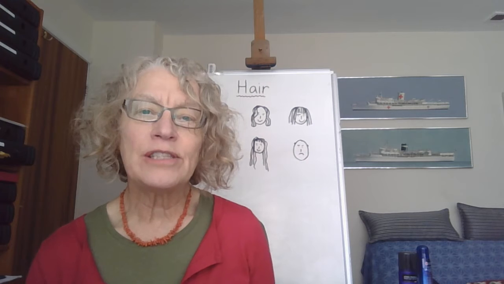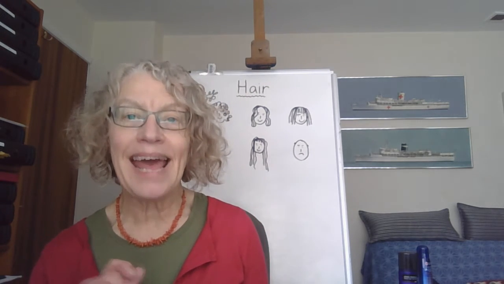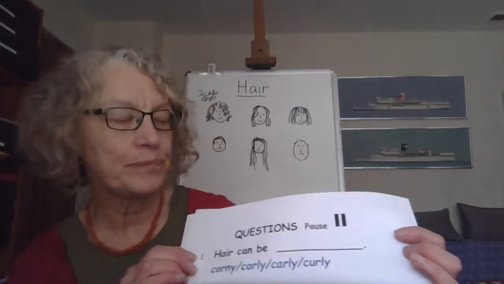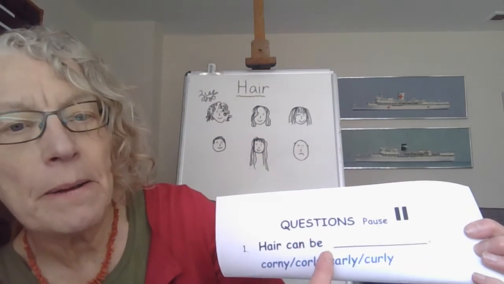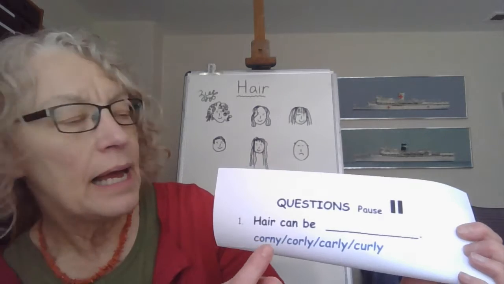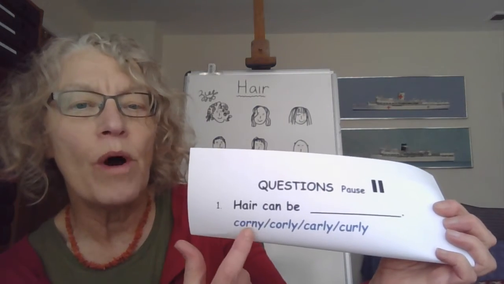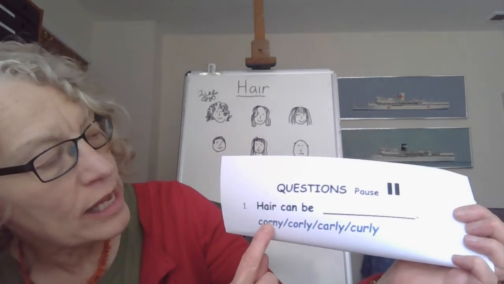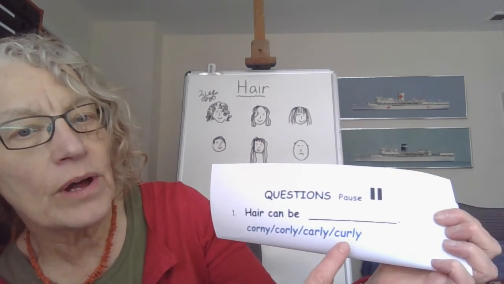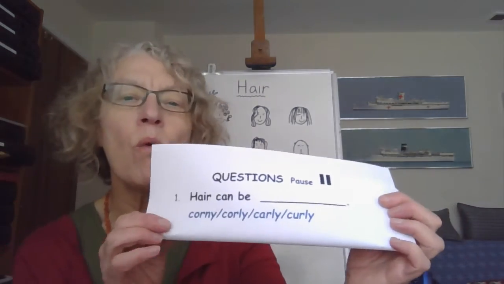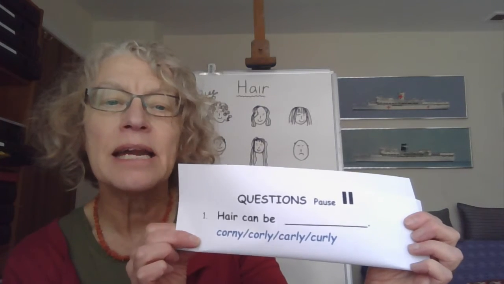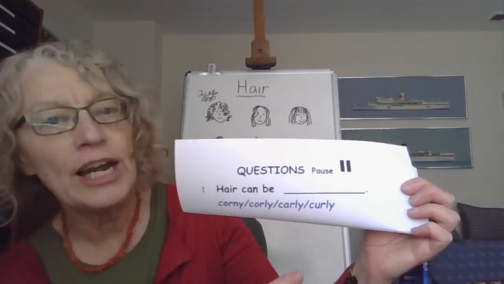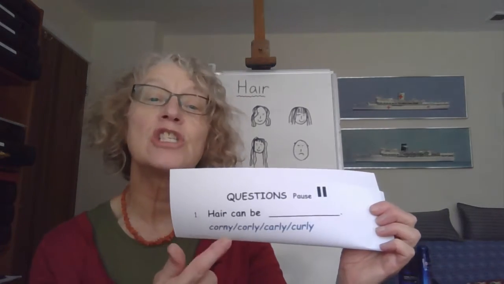And when I've asked the questions, you can press the pause button again while you write your answer down. So question number 1. Hair can be... Now you've got to choose one of these words. Hair can be corny, corly, carly, or curly. Which one is the right way of spelling it? Write down the correct word.